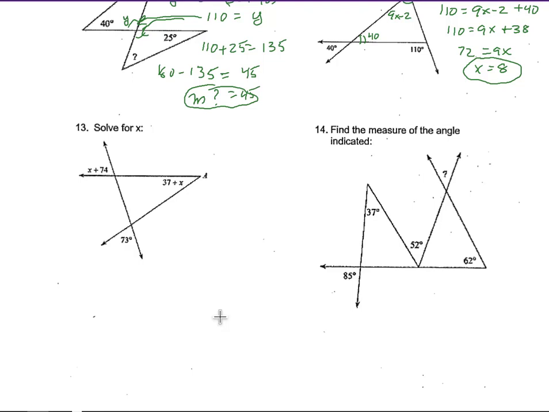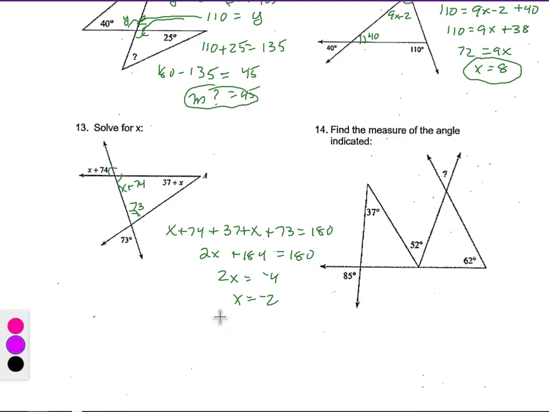Looking at number 13, we can use vertical angles. 73 is going to be inside. x plus 74 is going to be inside. Add them all up and just make them equal 180. Combine like terms. 2x plus 184 is equal to 180. 2x is equal to negative 4, so x is negative 2 for that one.